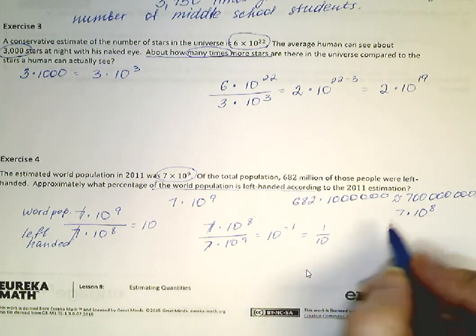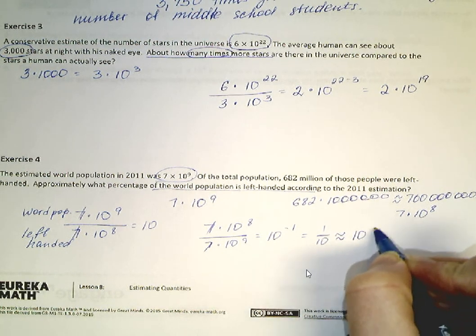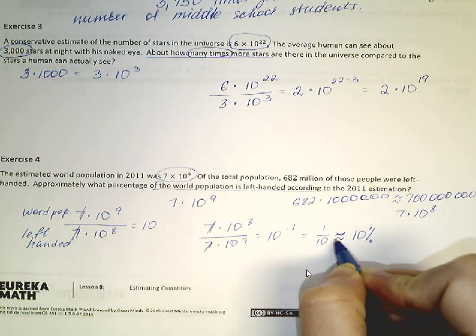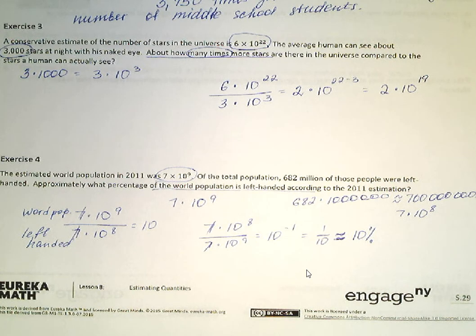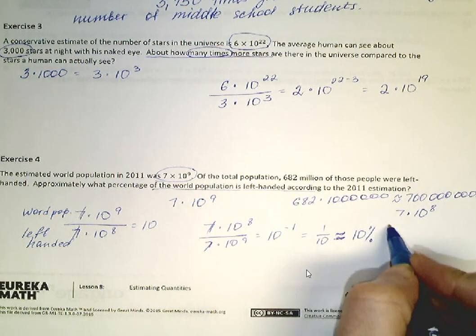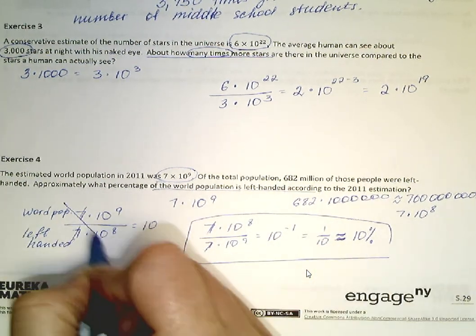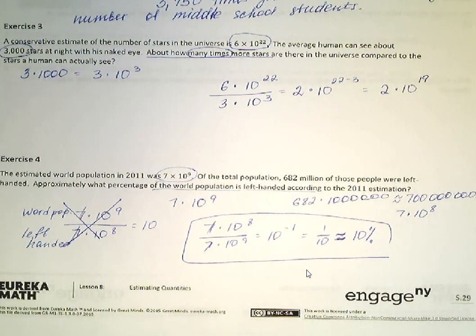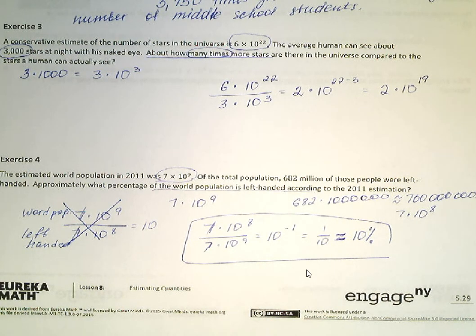And 1/10 is about 10%, which is not about, it actually is 10%. 1/10 is 10%. So that's what it is right here. I'm sorry about this. This is not right. Okay. About 1/10 of your population is left-handed, which is 10% according to 2011 estimation.